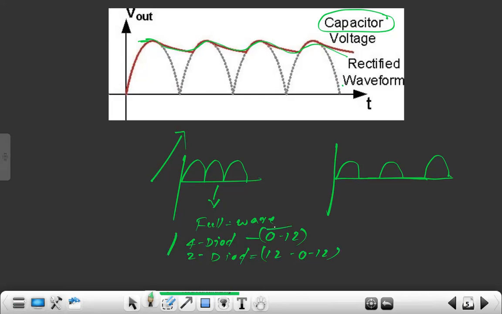So 0-12 and 12-0-12 are the secondary part of a transformer. In the case of full wave rectification that I am talking about, this is the wave format of full wave rectification. In the case of this, this is half wave rectification.